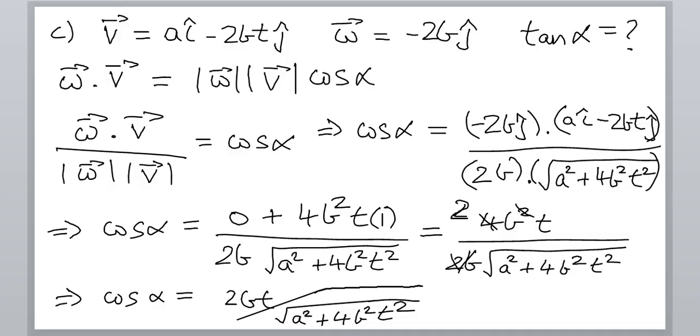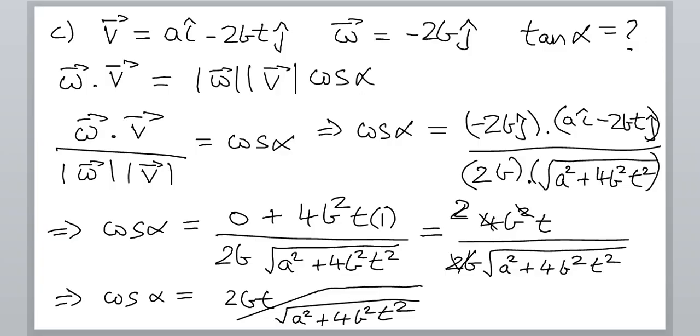Okay, the line is a little bit crooked, but I hope you're understanding it. So the value of cos alpha is equal to 2bt divided by the square root of a square plus 4b square t square. But as I said, they have given the answer in the form of tan alpha and not cos alpha, so we need to find tan alpha, and we know that there are two or three different ways we can go about it.